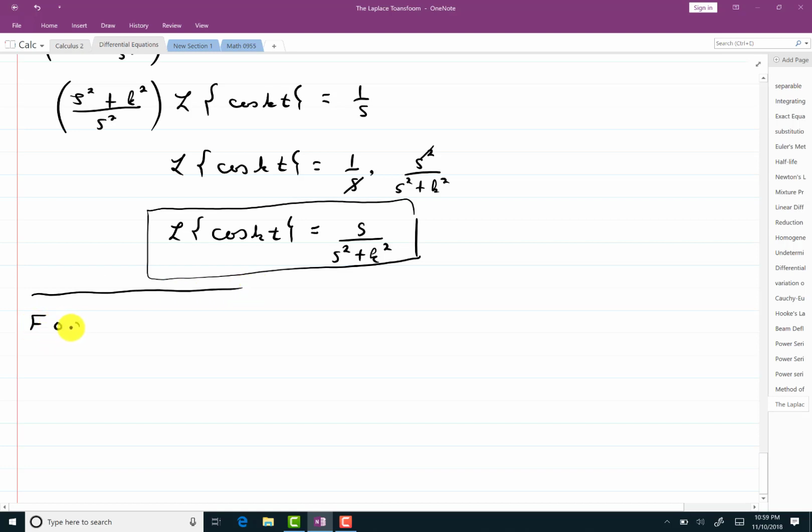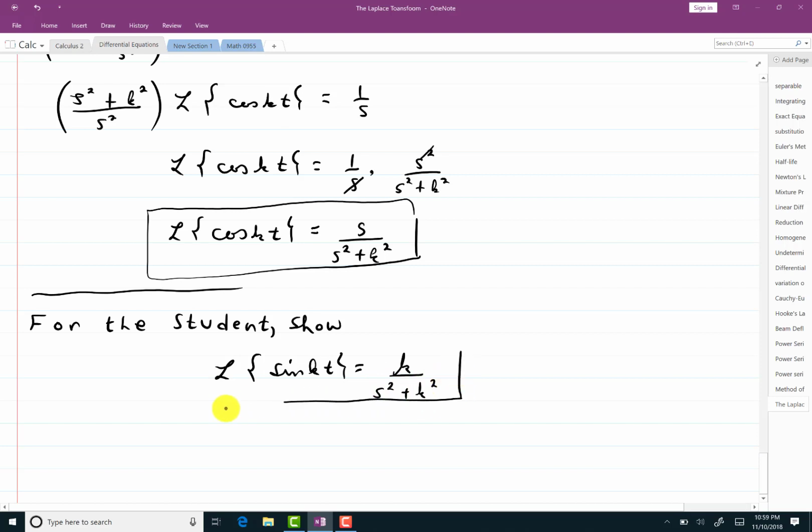For the student, show that the Laplace transform of sine of kt equals k over s squared plus k squared. So while it's similar, it's not exactly the same. You'll use exactly the same methods, integration by parts, to get something to the other side and solve for the Laplace transform of sine. It's exactly the same thing as what I did.